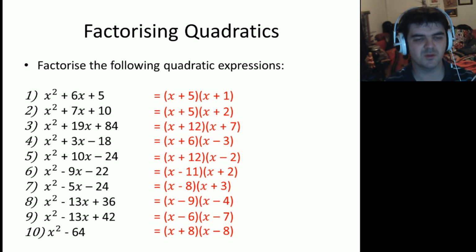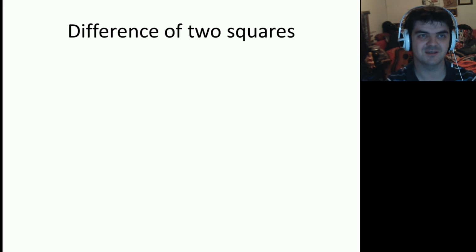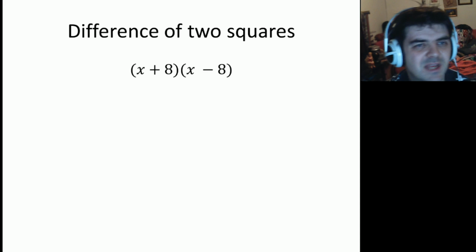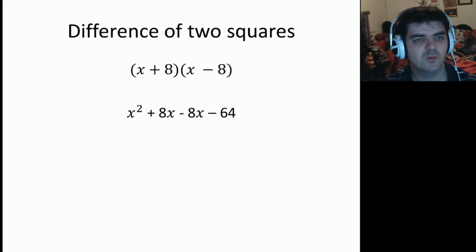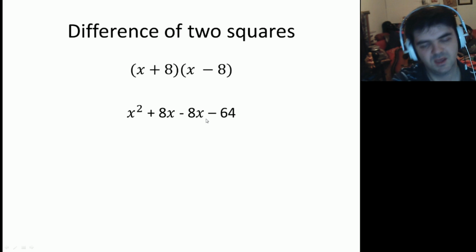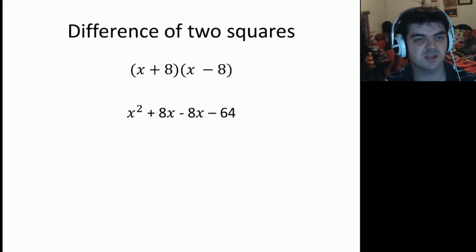If you notice, the bottom one is x plus 8 and x minus 8. It's kind of similar, but it's what's called the difference of two squares. Voila. So what happens when we get x plus 8 and x minus 8? When we multiply our brackets, x times x gives me x squared. 8 times minus 8 gives me minus 64. The two inner bits give me plus 8x, and the two outer bits give me minus 8x. If I add all those together and group my x terms, the x term will disappear and you get x squared minus 64.